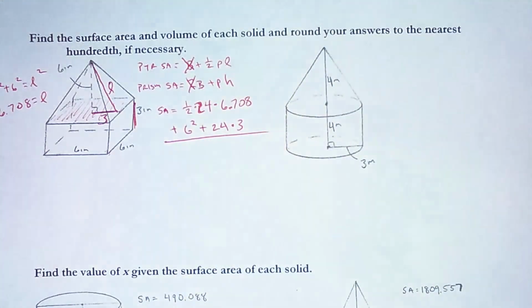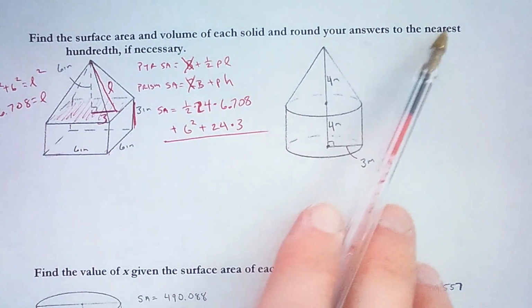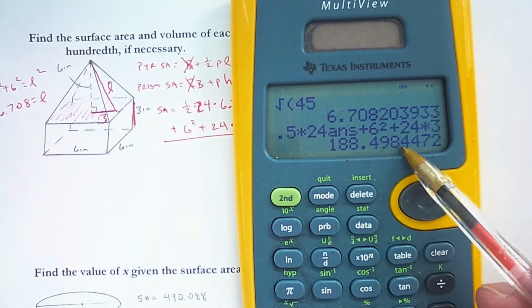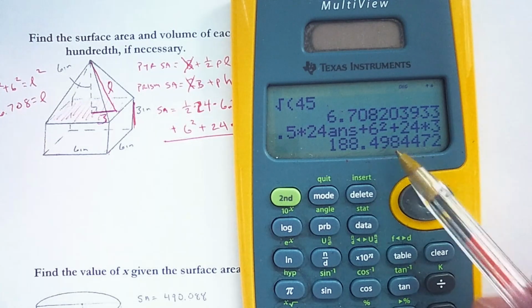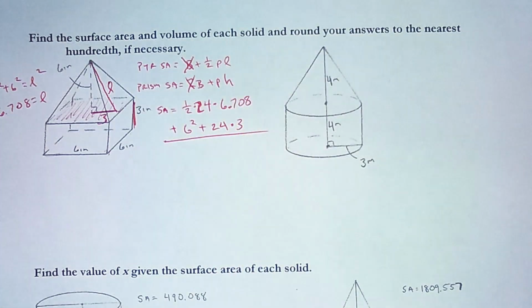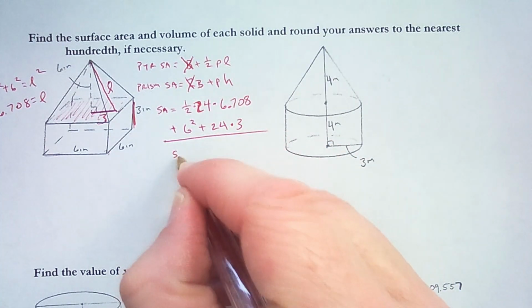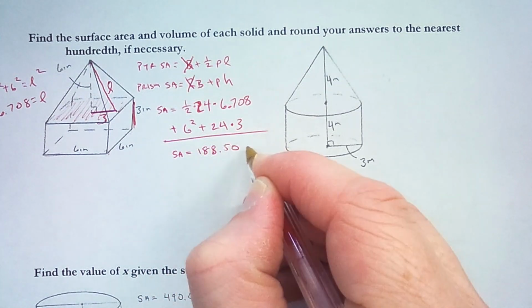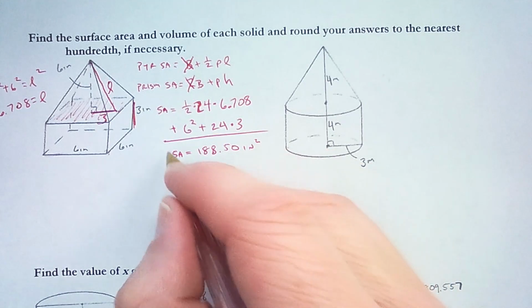188.498. Now it does say if we need to round, we'll round to the nearest hundredth, so that's 2 decimal places. The 8 is big enough to bump that 9 up to a 10, so it's 188.50. So the surface area is 188.50 inches squared.